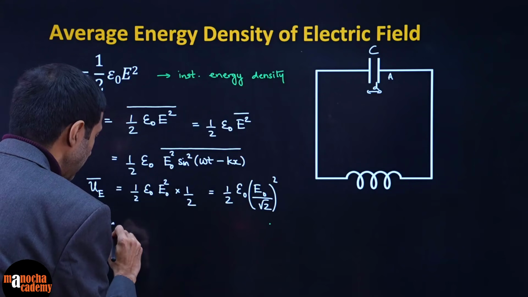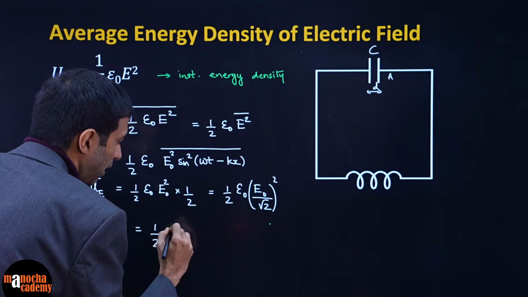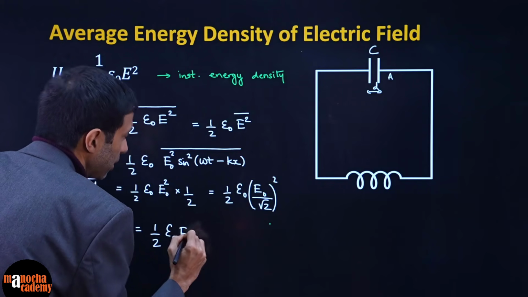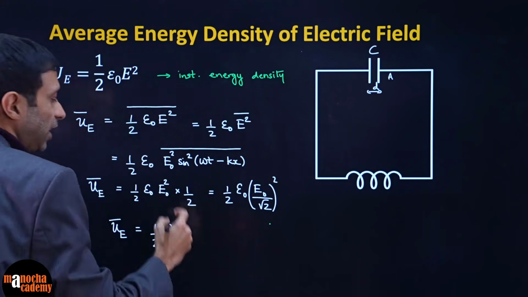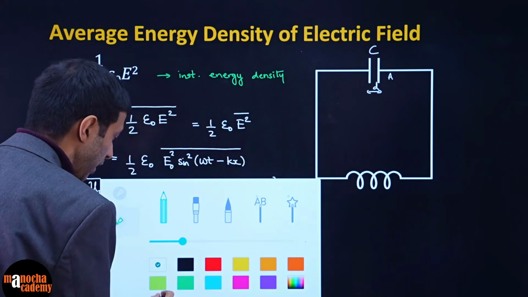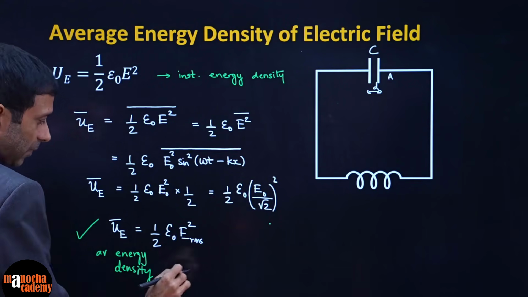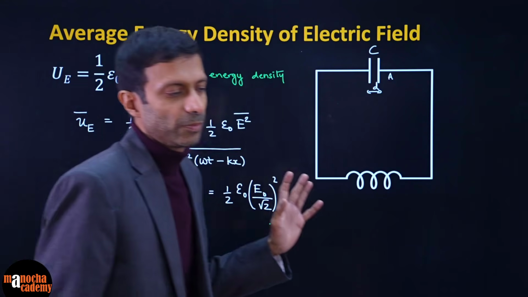So will you agree that the average energy density is half epsilon naught, where for the instantaneous it was E, here you replace it with E RMS square. Very, very important formula for average energy density. Is the derivation clear to you?